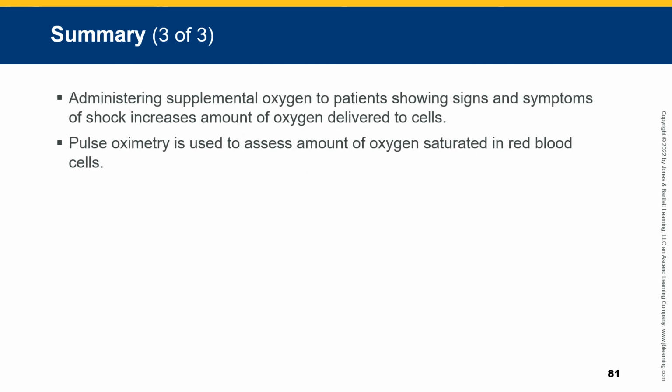To conclude our summary, administering supplemental oxygen to patients who show signs and symptoms of shock increases the amount of oxygen delivered to the cells of the body and often makes a positive difference in the patient's outcome. Patients who have experienced a heart attack or stroke, or patients who have chronic heart or lung disease may also benefit from receiving supplemental oxygen. Pulse oximetry is used to assess amounts of oxygen saturation in red blood cells.